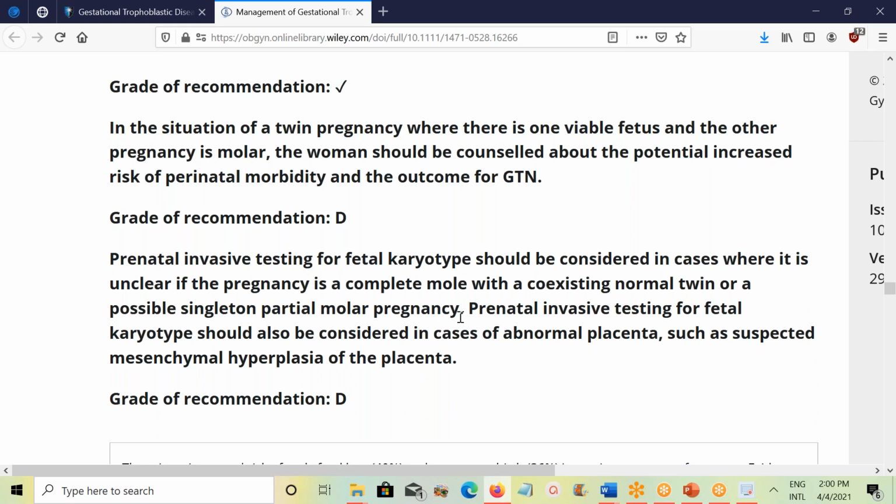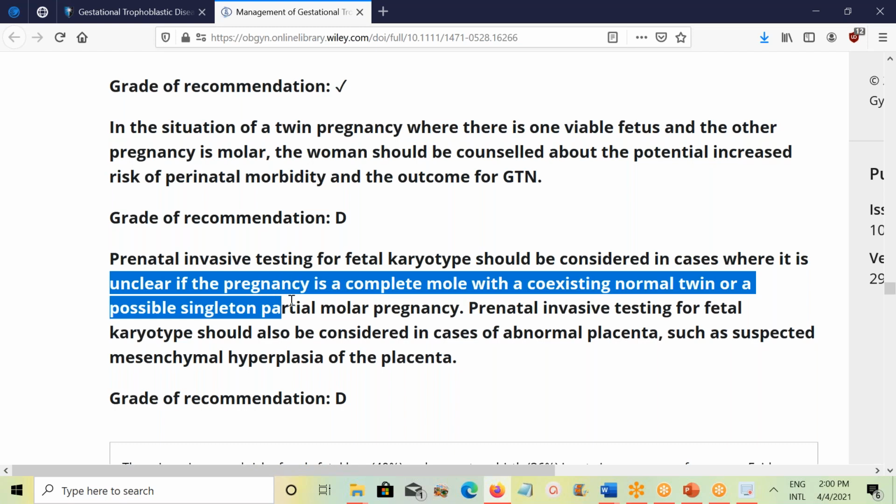Sorry, Dr. Aisha, can I ask a question? How does this prenatal invasive testing work? Because they take the blood from the mother, yeah? But then how can they differentiate in the twin pregnancy? That's why they're telling you to send to the regional center.